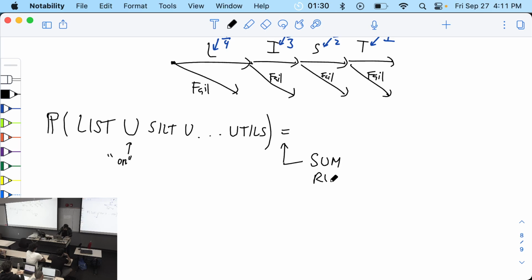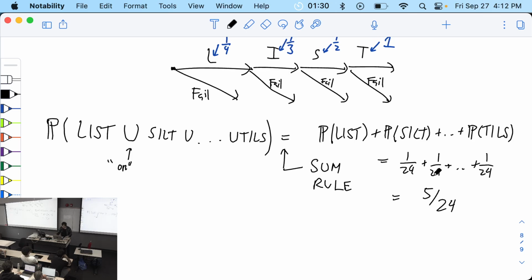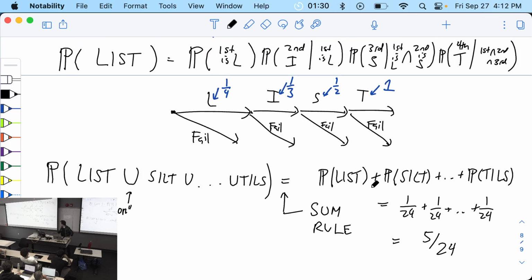Sum rule. Which says it's the probability of list plus the probability of silt plus ... plus the probability of tills. And each one of these is 1 over 24. There's 5 words. So the answer is 5 over 24. So that is the full solution of the first way to do it. You make a tree like this for one word, and then you add them up.